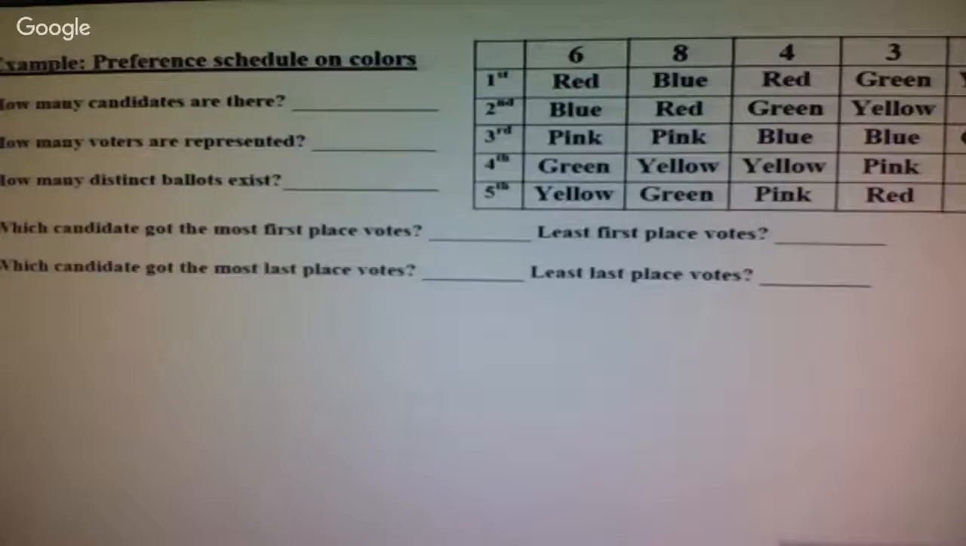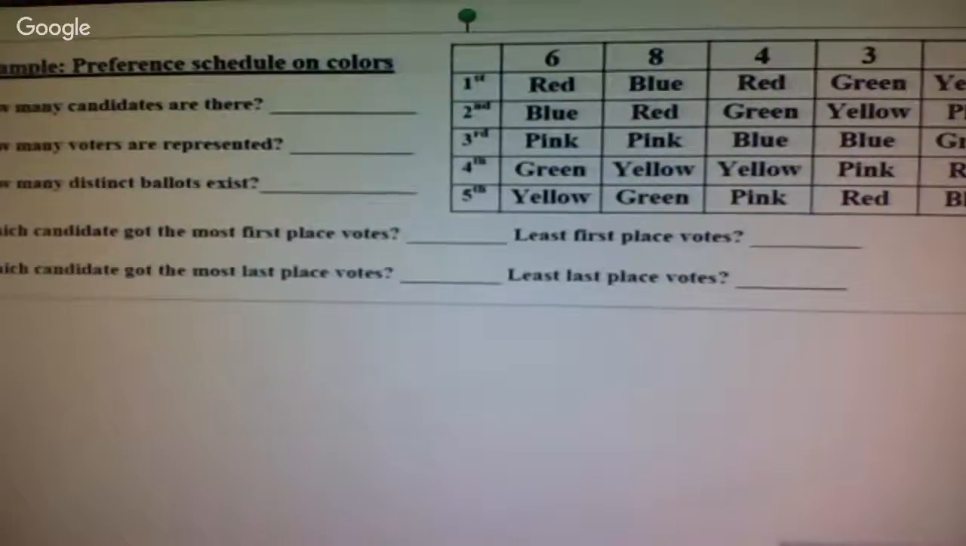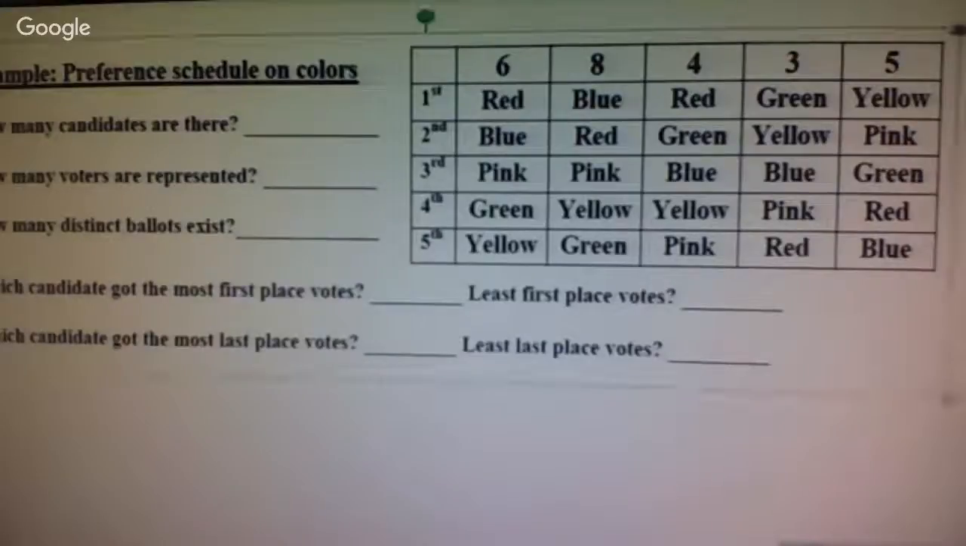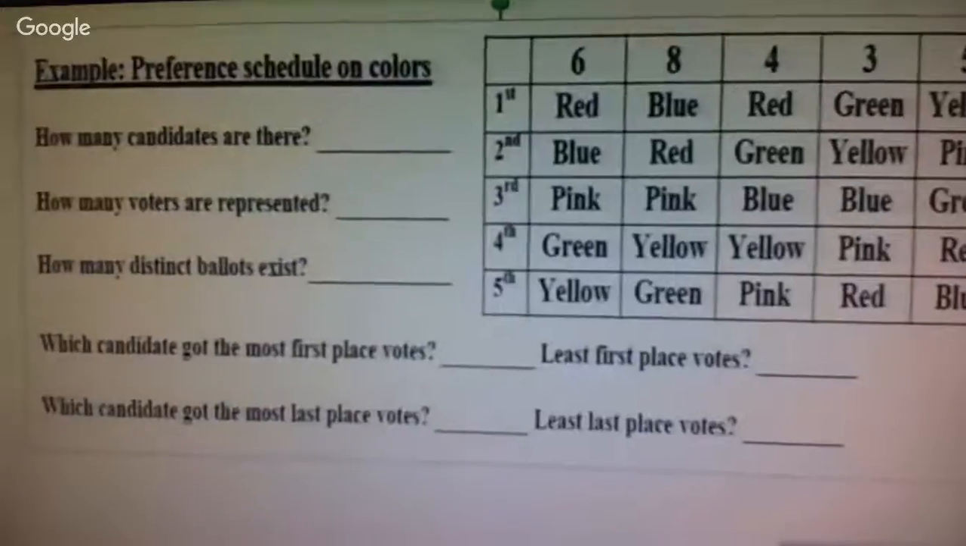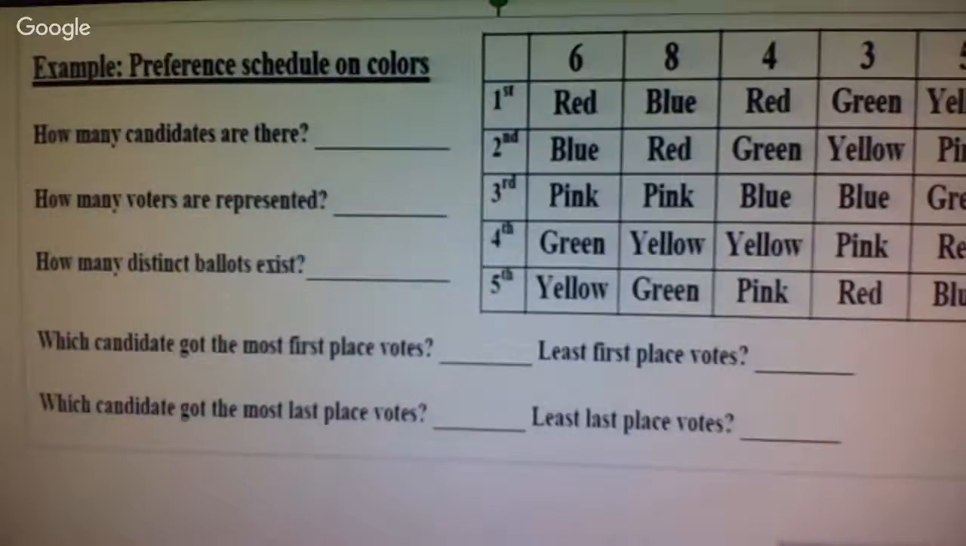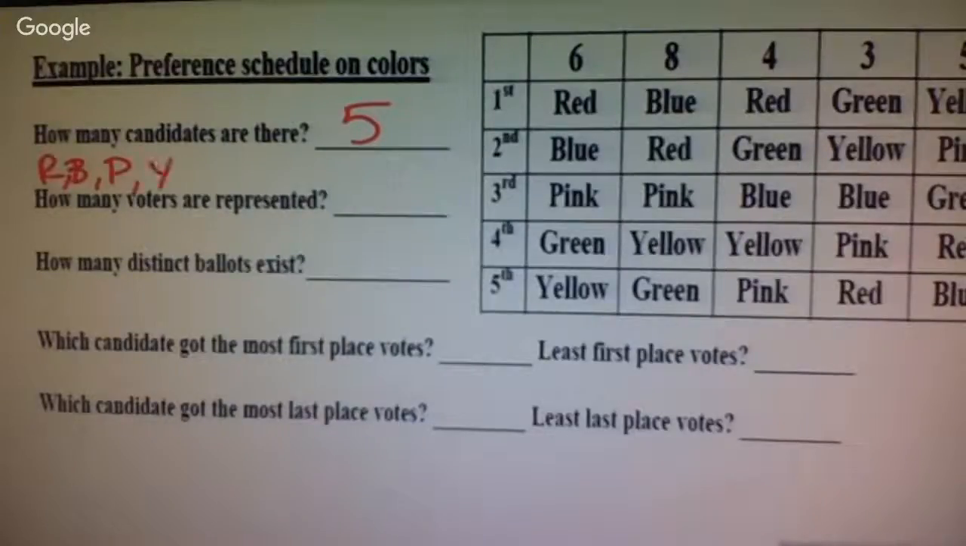So here's another one for you. Okay. They want to know how many candidates are there. Remember, candidates are who we vote for or what we vote for. There are 5. Okay. Your candidates are your red, blue, pink, yellow, and green.